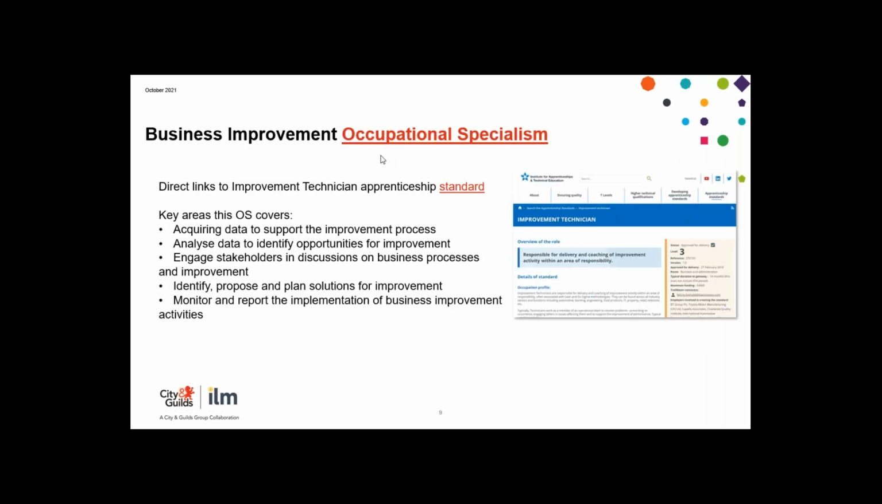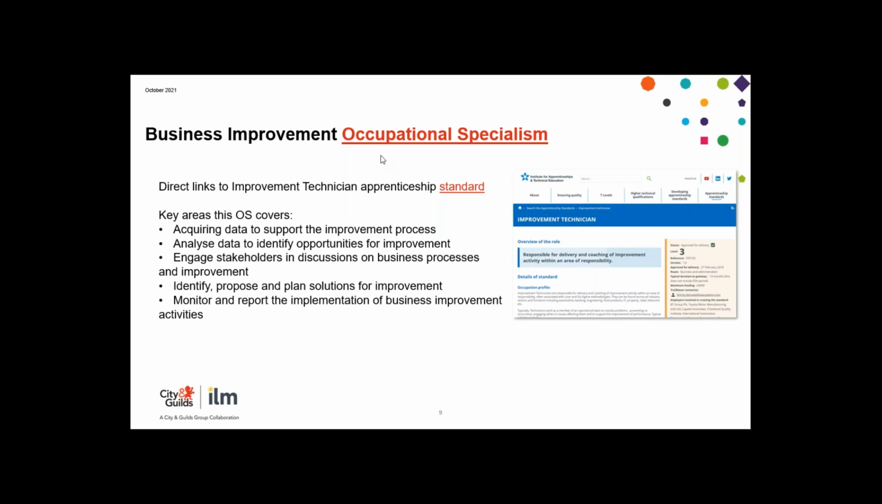Now, the occupational specialisms, or you may see it as OS, aligns to apprenticeship standards. So there are direct comparisons to the appropriate standards. For business improvement, there's a direct link to the improvement technician apprenticeship. And what we've provided there for you is a link to the Institute for Apprenticeships website with the standard on there, so that you can take a good look at the knowledge, skills and behaviours that sit within that.